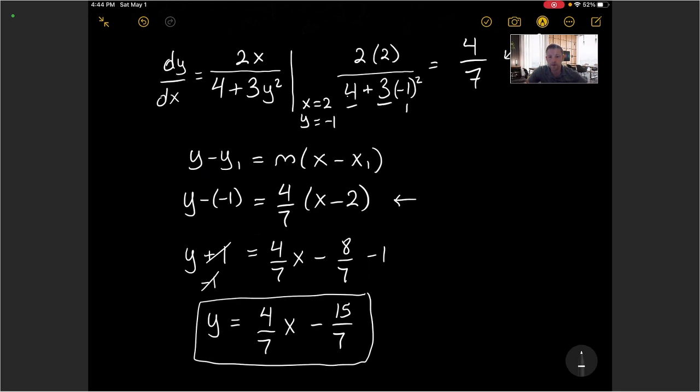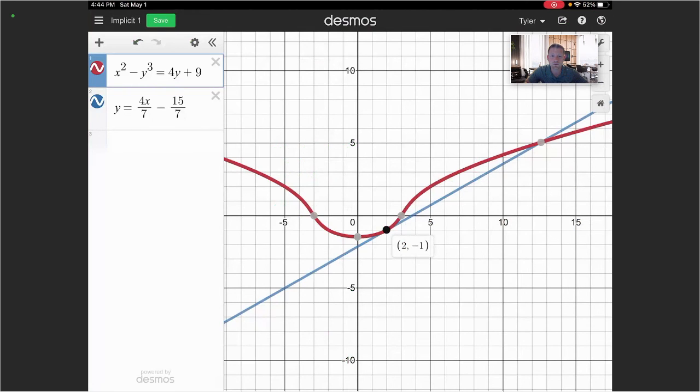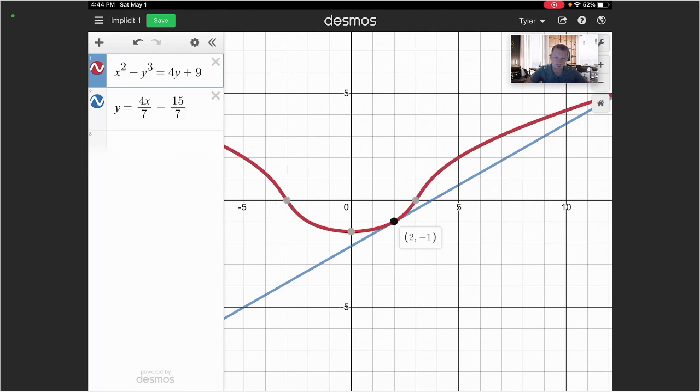It might also be helpful to visualize the result we actually got. So let's take a look at Desmos for just a moment to visualize the tangent line equation we've just found. We have our implicit equation in red, and our tangent line equation in blue. We'll notice that this tangent line crosses the graph of our red function at 2 comma negative 1. That's our tangent line.